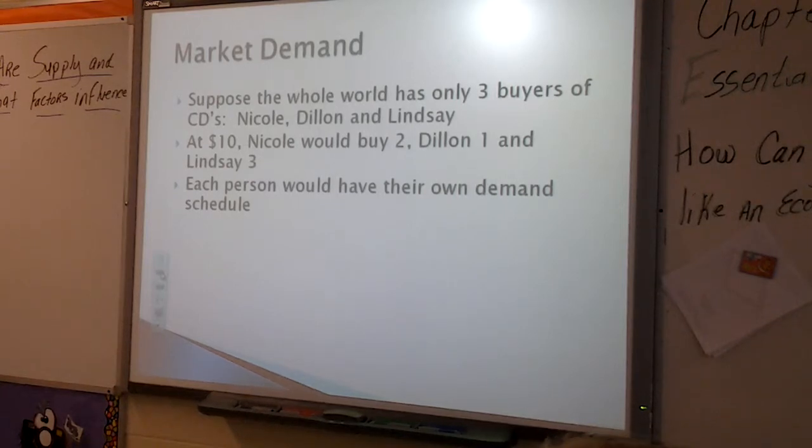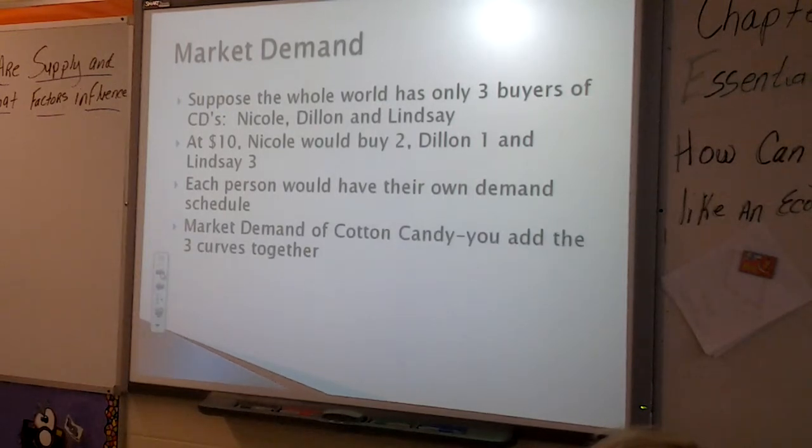In order to get a market demand curve instead of an individual demand curve, all you have to do is add the 3 curves together. For each individual person, they all have their own demand curves. But if you want to know how the whole market's doing, you just add all the curves together. And that will give you the CD market or the computer market or the car market rather than an individual. You add all the curves together, that gives you the market demand.